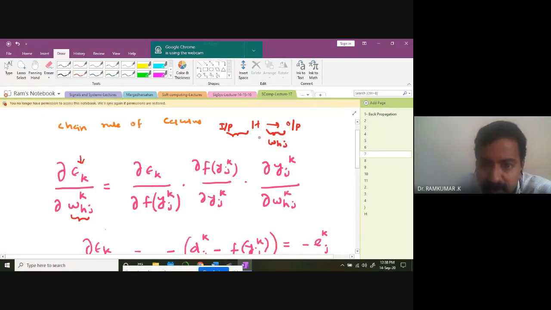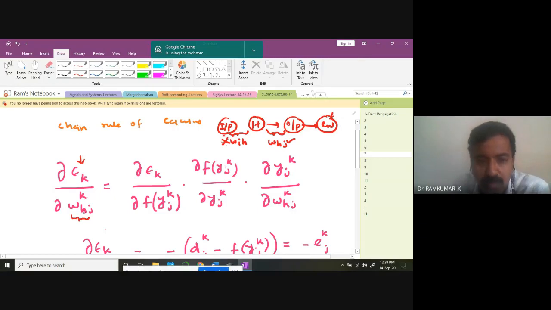What about this weight? It is WIH. We are not talking about this right now. Keep this in mind. We are talking about only this weight between hidden and the output. The weights between input and hidden also influence the error; that's very obvious. But right now we are going to work out this error only, this error with respect to WHJ.